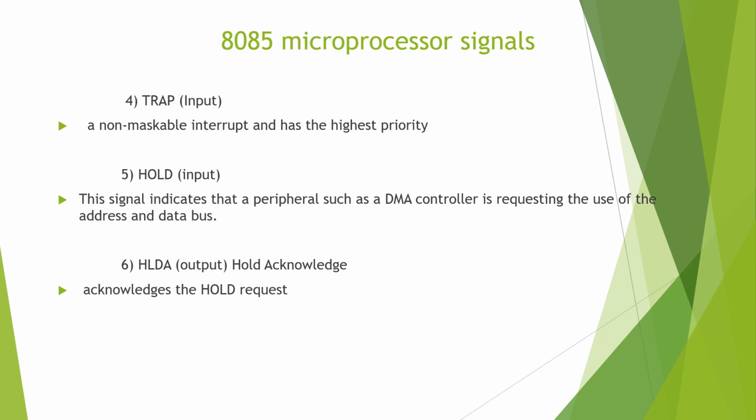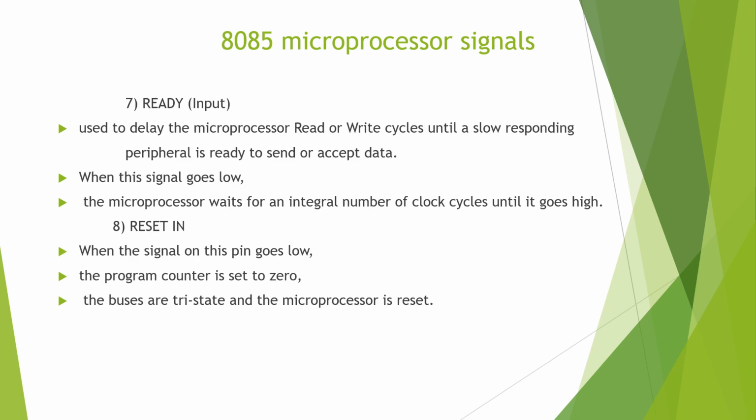HOLD is again an input signal. This signal indicates that a peripheral such as a DMA controller is requesting the use of the address and the data bus. HLDA is an output signal. It's also called hold acknowledge. It acknowledges the hold request. The READY input signal delays the microprocessor read or write cycle, and the microprocessor waits until a slow responding peripheral is ready to send or accept the data. When the READY input signal is low, the microprocessor waits for an integral number of clock cycles until it goes high.